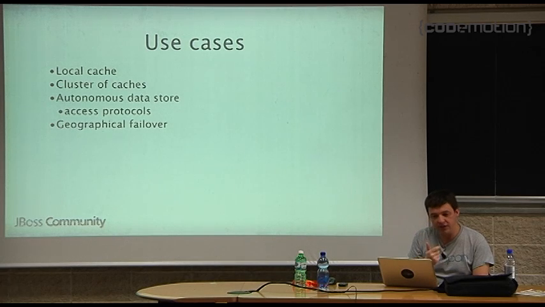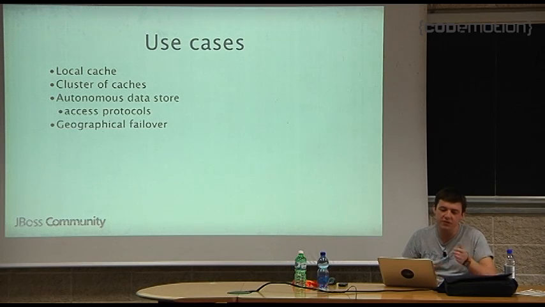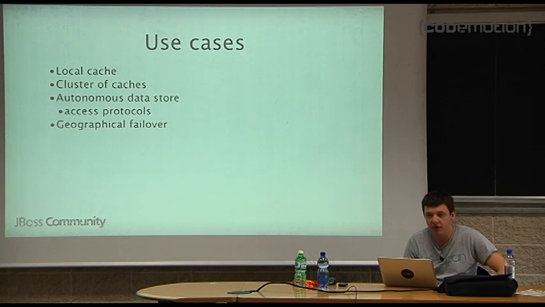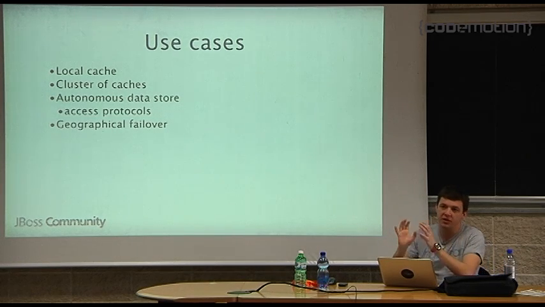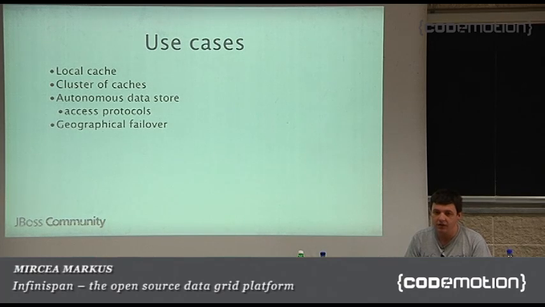And there's a cluster of clusters, basically, in which you can have multiple clusters. You can use Infinispan for geographical failover. If a whole site goes down because of a catastrophic failure, and you still need to keep that data around, like if it's very sensitive data, like medical data, you'll just back it up to another store and use that store.